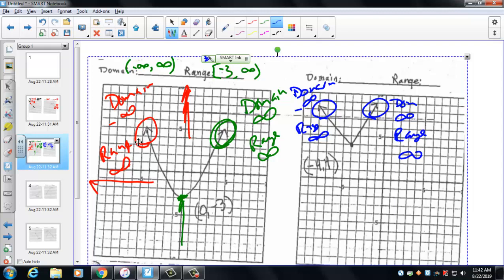Okay. So what's the domain? Negative infinity to positive infinity. What's the range? 4 to positive infinity.